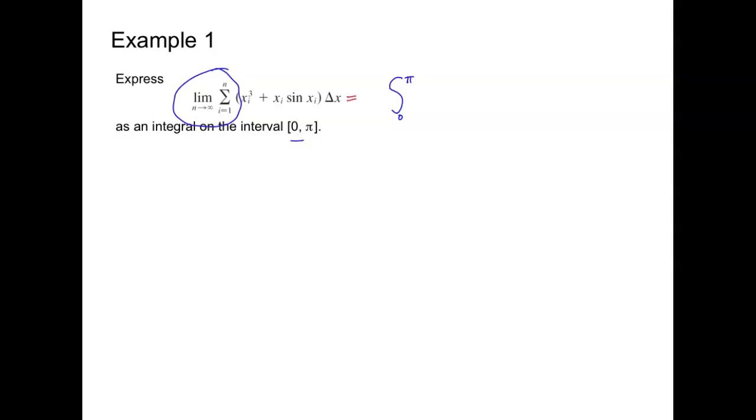All the x's that were indexed just become the variable x. So this is just going to be x cubed plus x sine x. And what does delta x become? It gets infinitely thin, so we rename it from delta x to what? Just dx, the differential dx. And that's it. Not that painful.